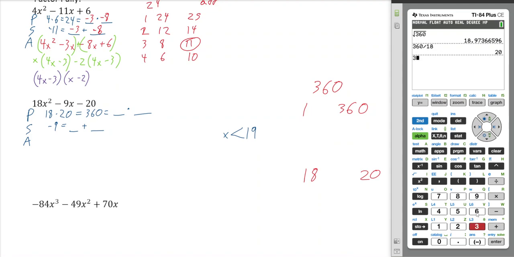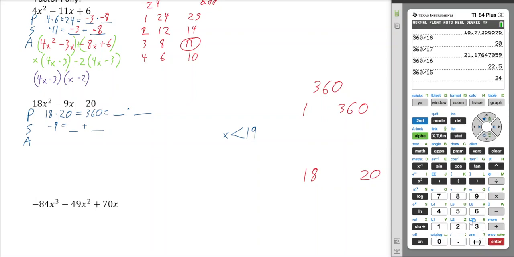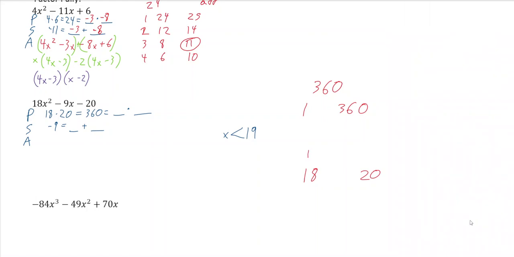Okay, now I'm going to try the next number, 360 divided by 17. Does not work. 360 divided by 16 doesn't work. 360 divided by 15 does work. Okay, so 15 and 24.